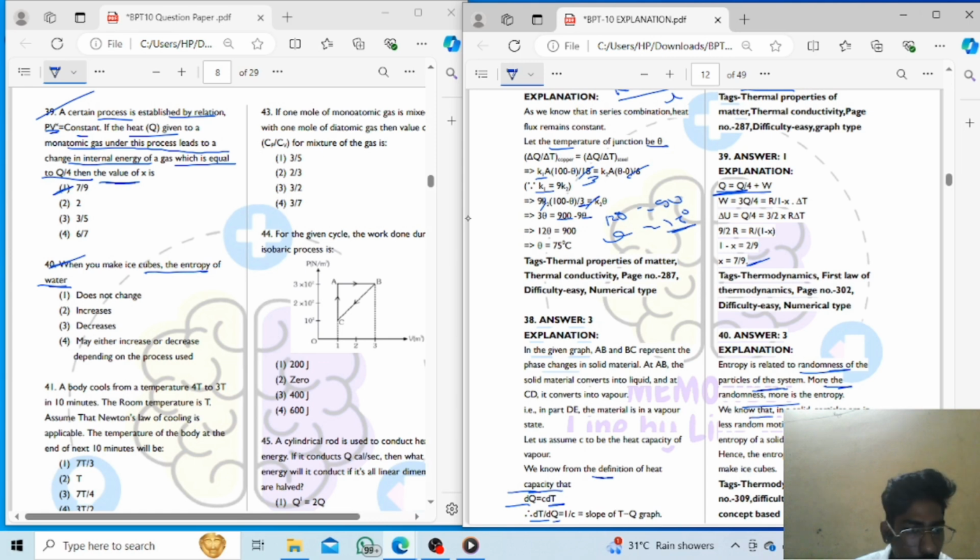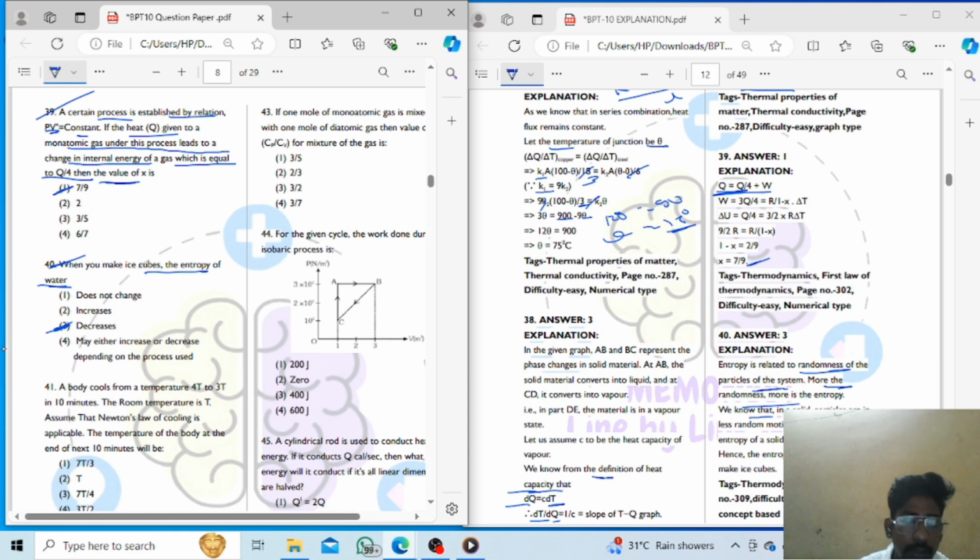We know that when liquid is converted to solid, the entropy of the solid is less than that of the liquid, because in the solid the molecules are intact with each other. The intermolecular distance is less, so there will be less randomness, so there will be less entropy. So when we convert liquid to an ice cube, the entropy always decreases.